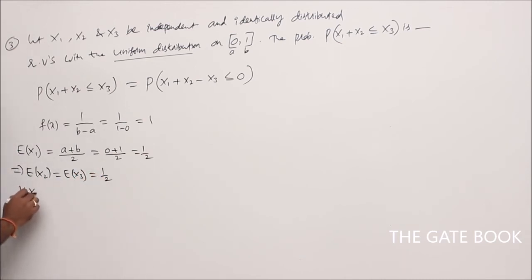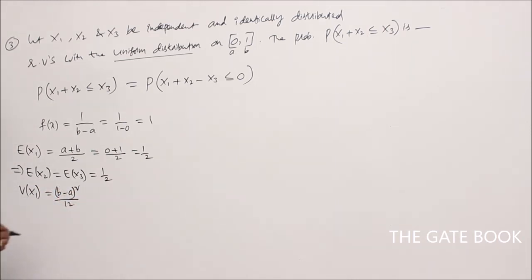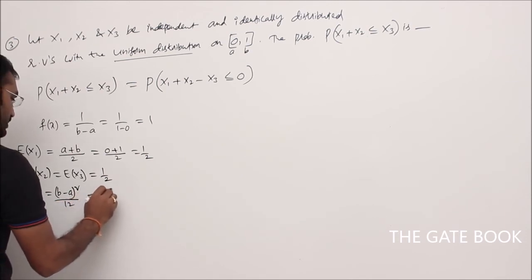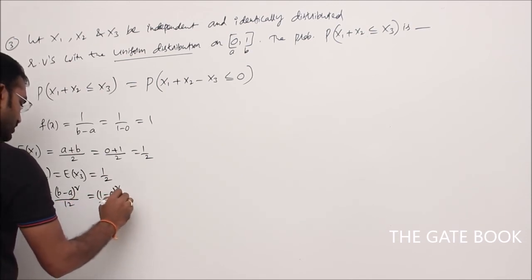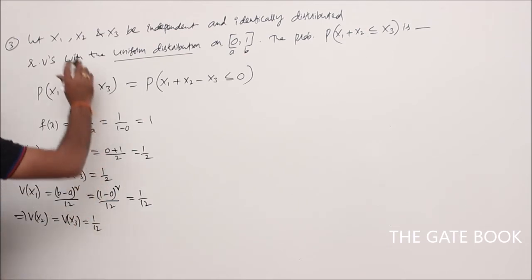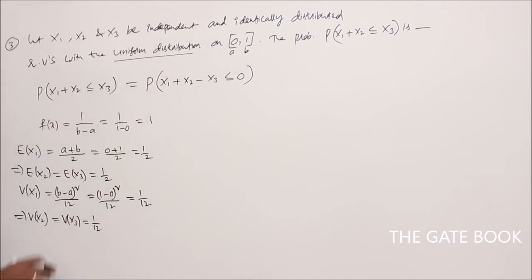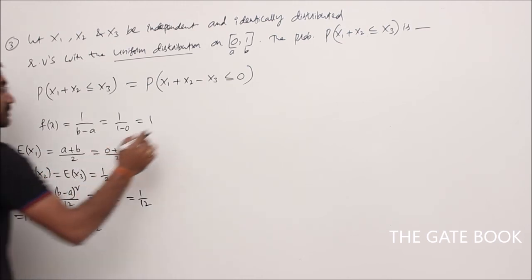Similarly, what about the variance of x1? The variance of the uniform distribution is given by the formula (b minus a) whole square by 12. Here b is 1, minus 0, whole square by 12. So we will get 1 by 12. It implies I can write V of x2 and V of x3 are also 1 by 12, because x1, x2, x3 are independent and identically distributed. Identical means the variance values will be the same, and the mean is also the same.